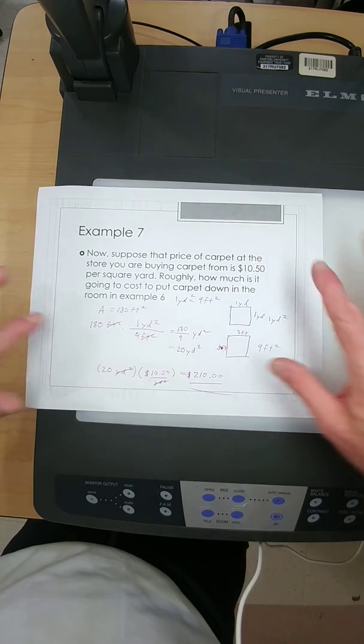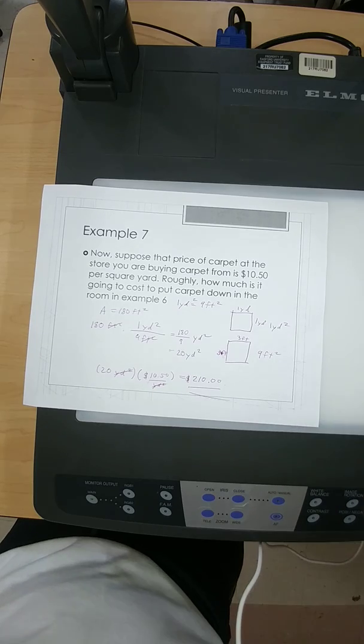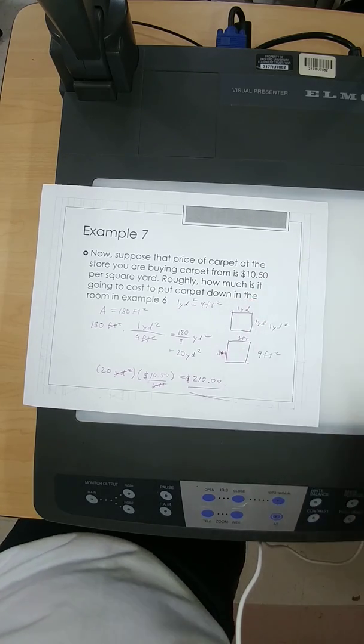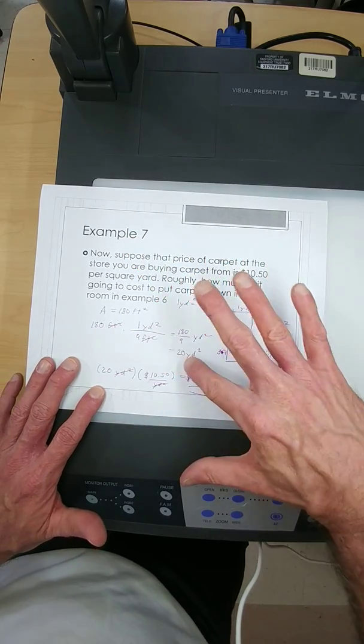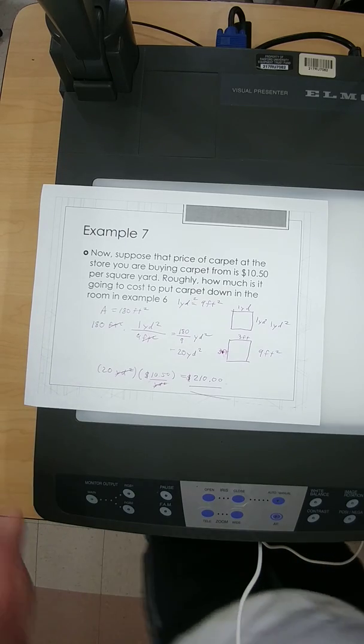So again, 1 square yard is 9 square feet. Now I have a slide explaining that, but it's the same diagram, 3 feet by 3 feet. And then we end up with 20 square yards, and the cost is $210.